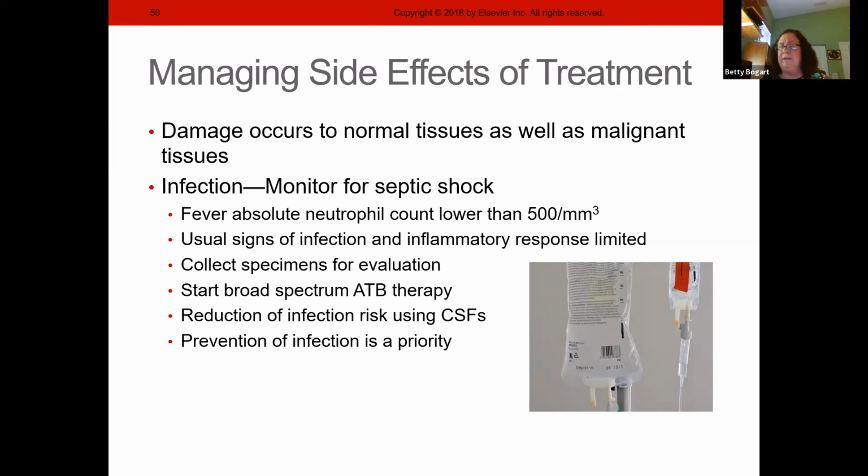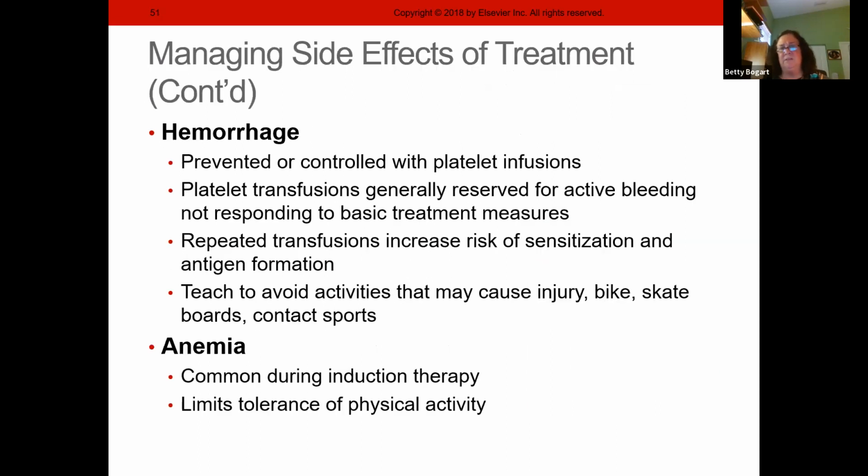We will be collecting all sorts of specimens that we need. But again, when we're treating children with cancer, because we're giving these chemotherapies, we're seeing that they're more susceptible to infections and septic shock. And our goal is for them not to get an infection because of us.